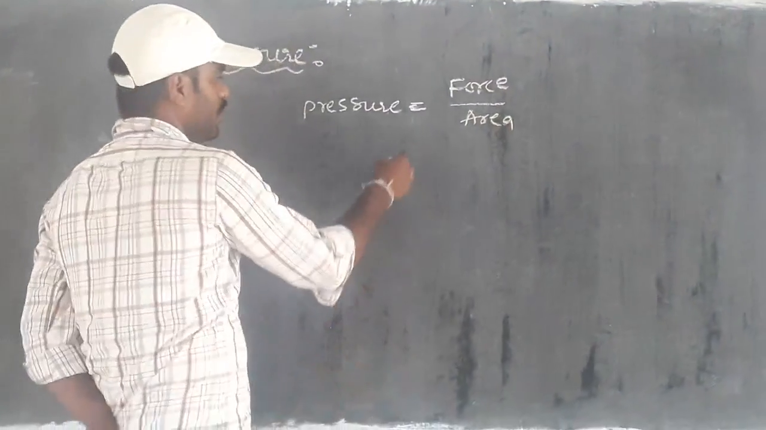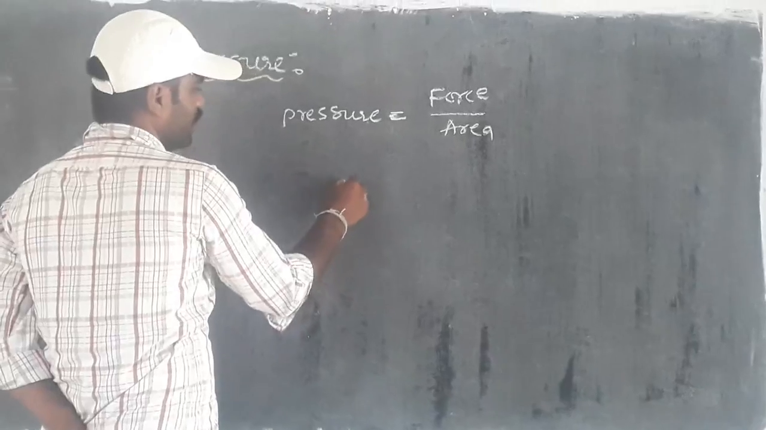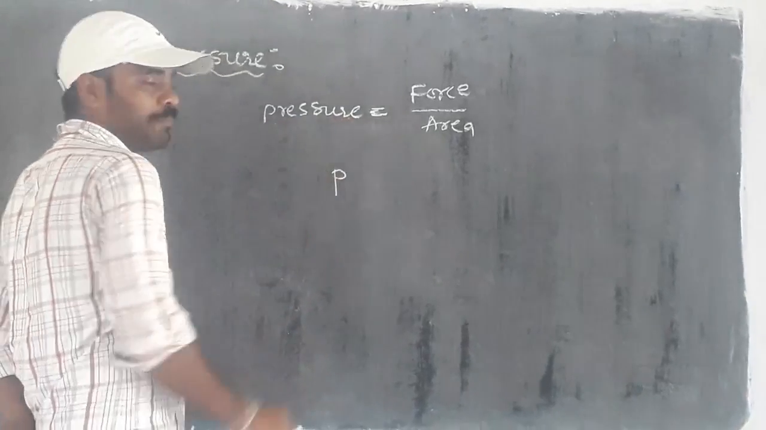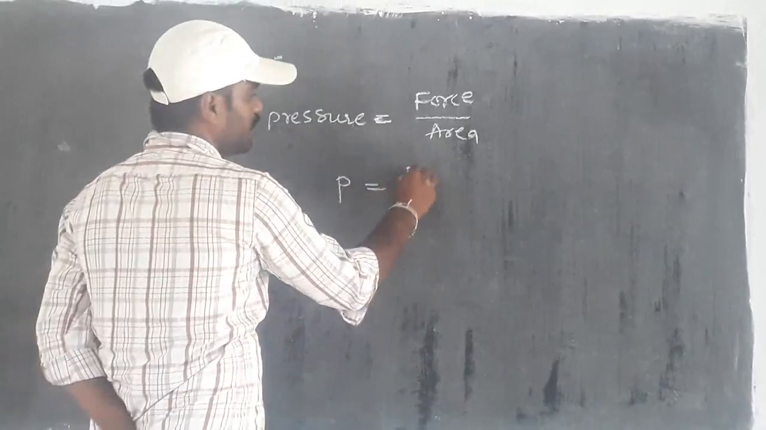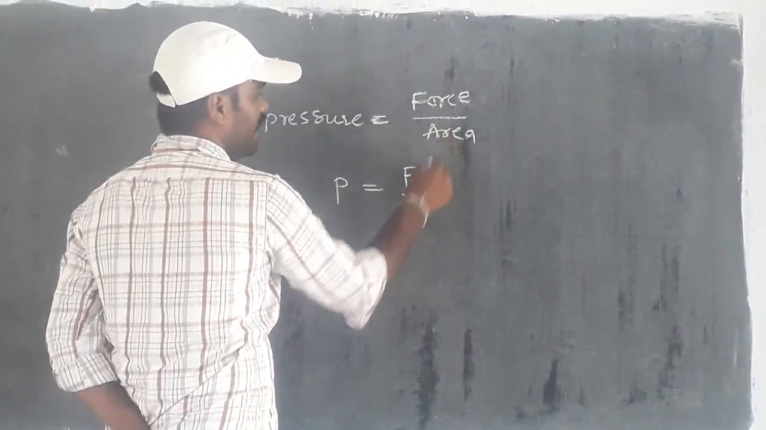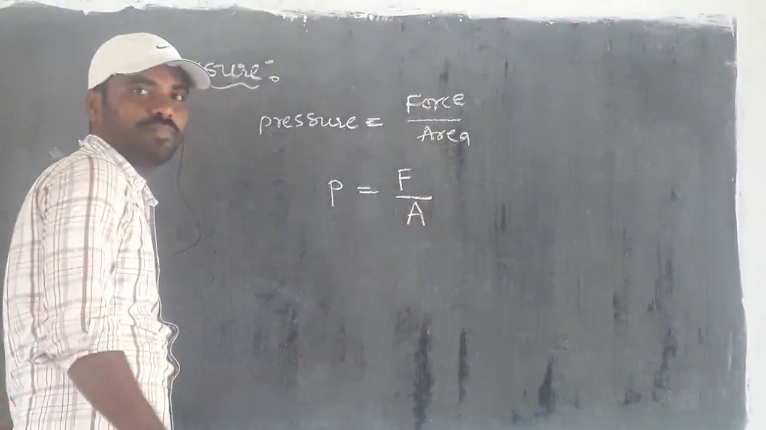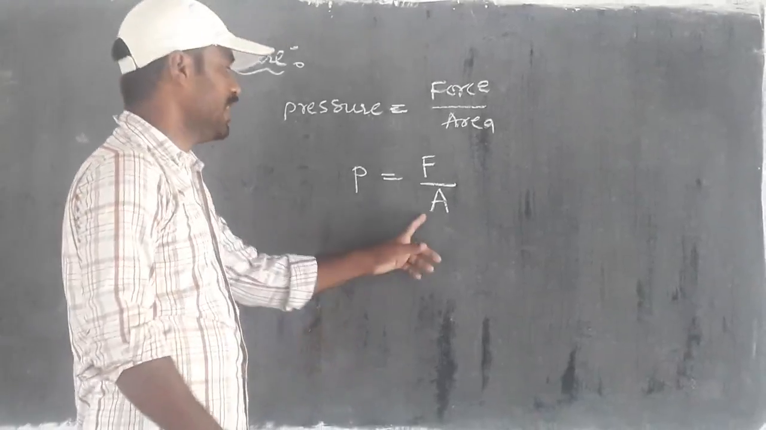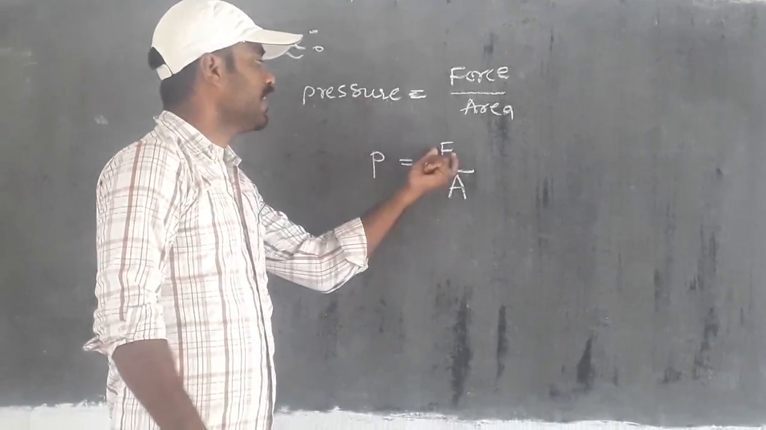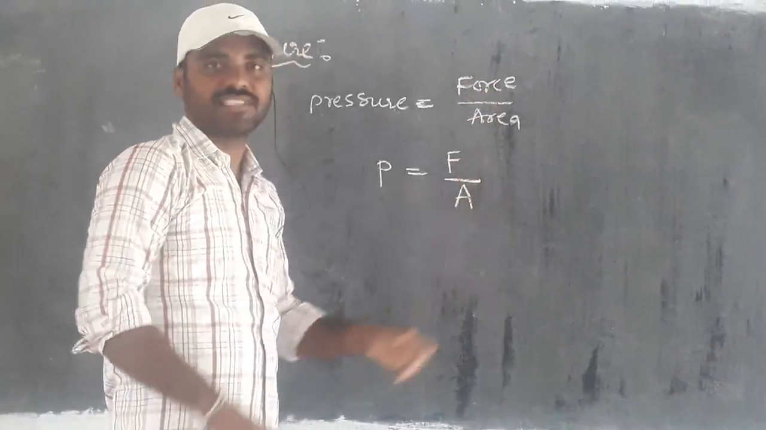Right? So here we get one more thing. Simply, pressure we indicate with P, force we call F, and area we denote with A. P indicates pressure, F indicates force, A indicates area.